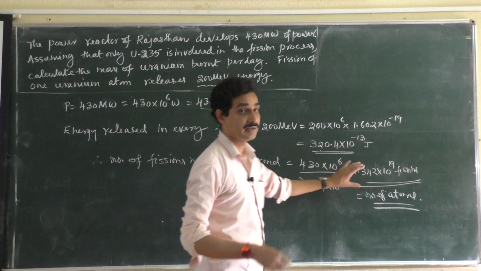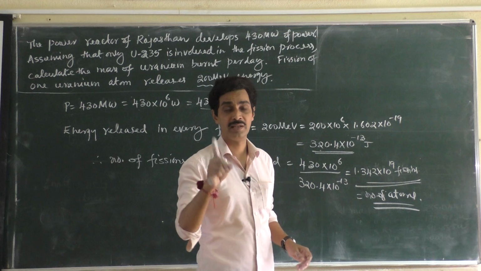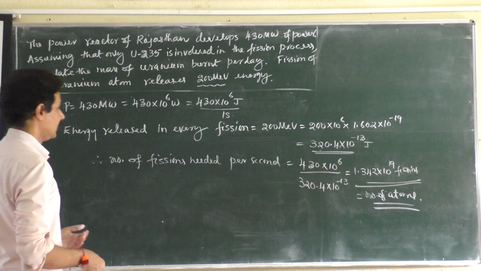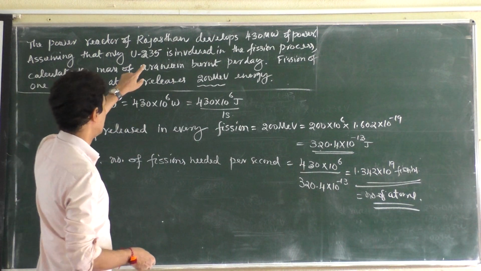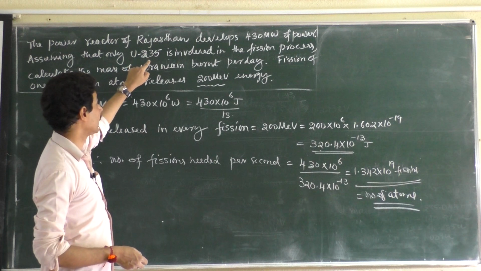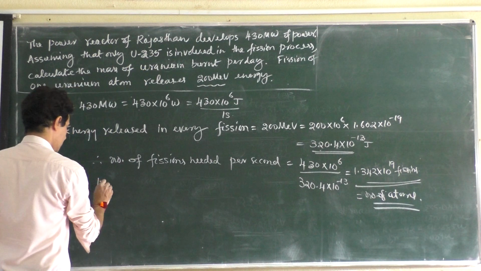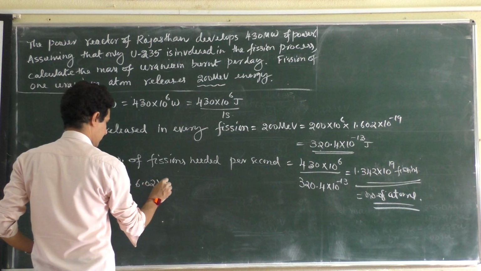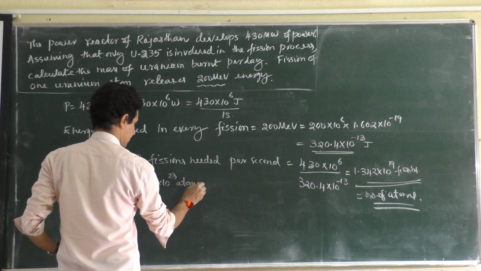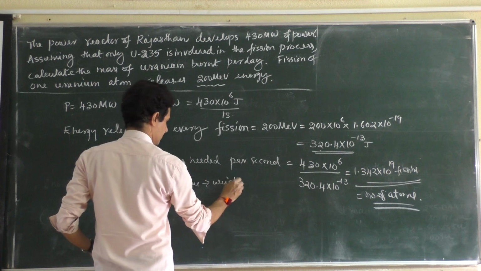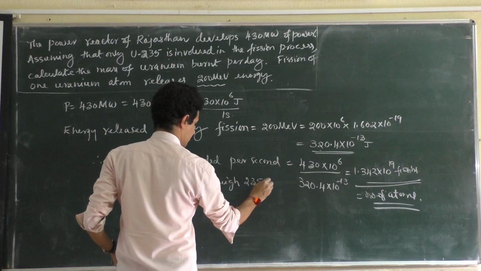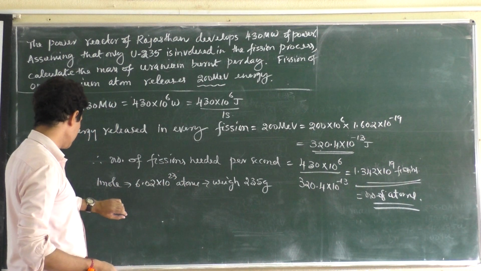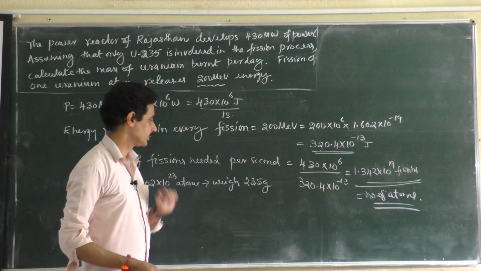Those many atoms weigh how much? That is the mass of uranium needed in 1 second. If you want to know it, you know that 235 gram is 1 mole. That means 6.02 into 10 to the power 23 atoms of uranium weigh how much? 235 gram. Correct? 6.02 into 10 to the power 23 atoms, that is 1 mole of uranium, weighs 235 gram.